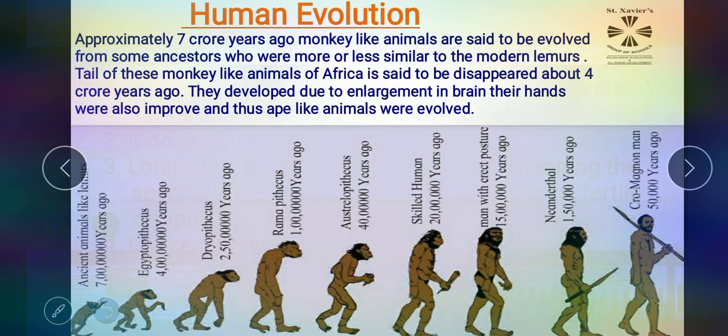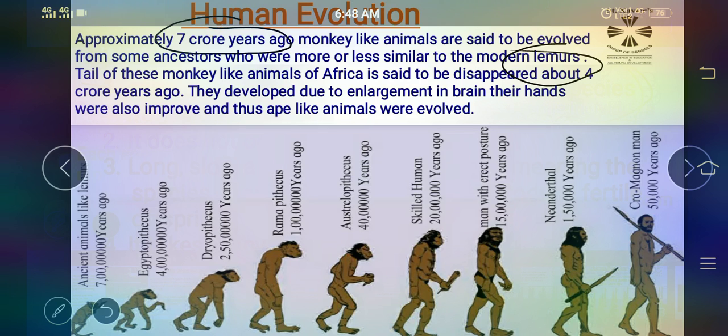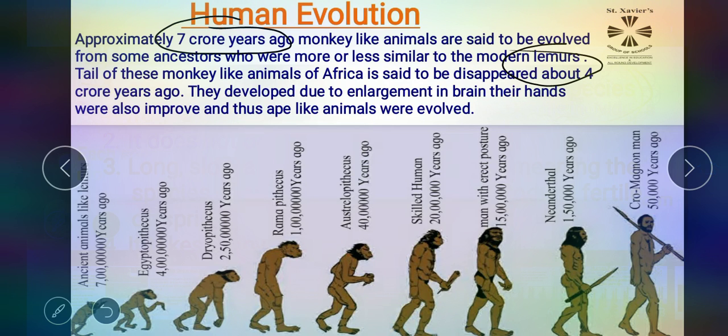Now we'll continue with human evolution. Approximately 7 crore years ago, monkey-like animals are said to have evolved from some ancestors who were more or less similar to the modern lemurs. The tail of these monkey-like animals of Africa is said to have disappeared about 4 crore years ago. So it took 3 crore years just to make a tail disappear. They developed due to enlargement of the brain. Their hands were also improved, and thus ape-like animals evolved.